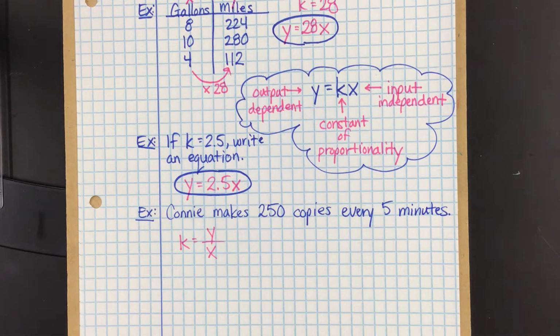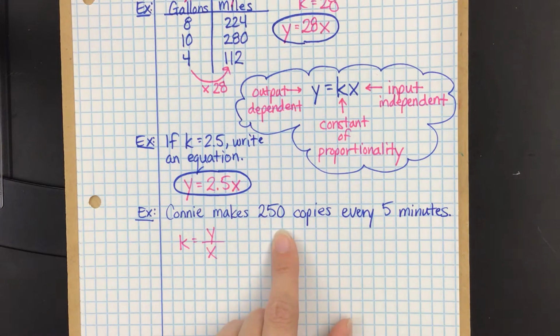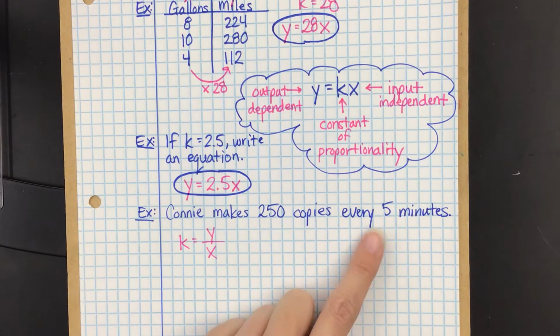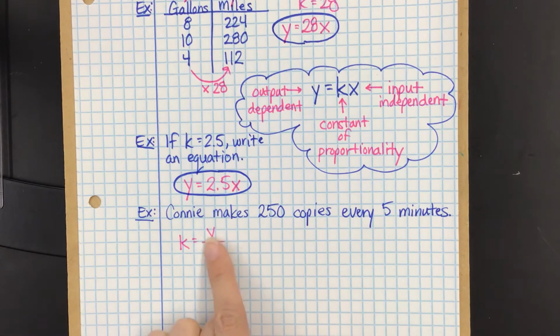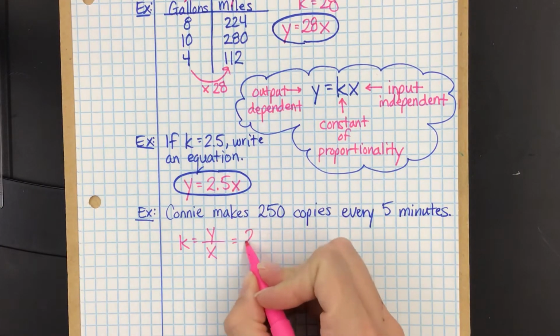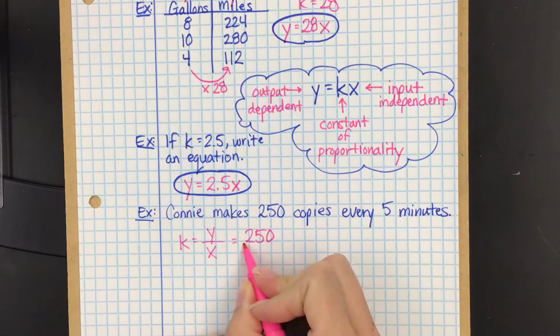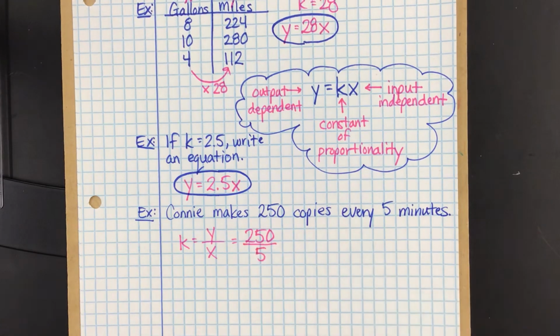And you really have to identify which one is your dependent, which one's your independent, which one's your input, which one's your output, okay? Well, if you look at this situation, the number of copies you're able to make depends on how much time you have, right? So our copies are going to be our dependent, which is our y. And honestly, I think you guys probably already intuitively are doing that, okay?